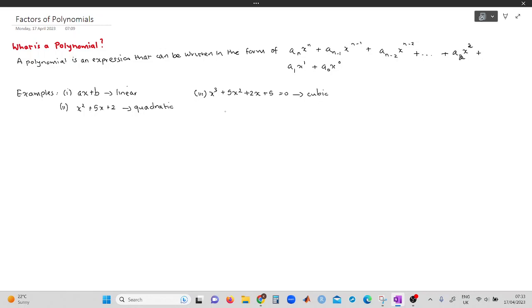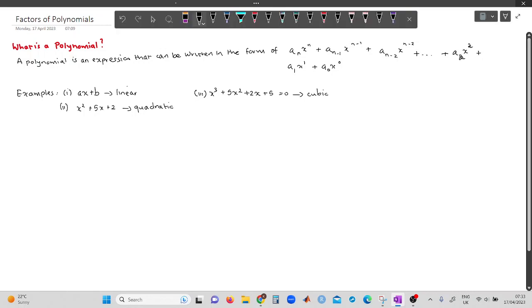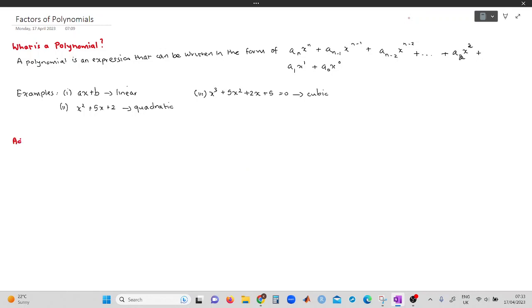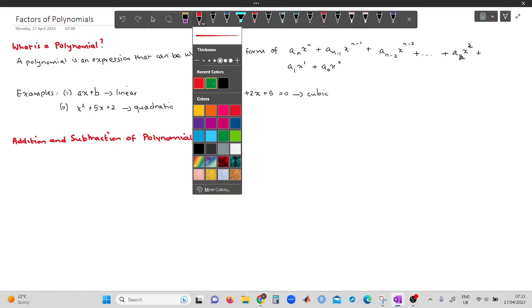Now, the first thing we know is that we can add and subtract polynomials. Let's take one example. So, addition and subtraction of polynomials. Which is very important is that all like terms we can put together, we can add or subtract them. Only like terms. So let's take one example together.